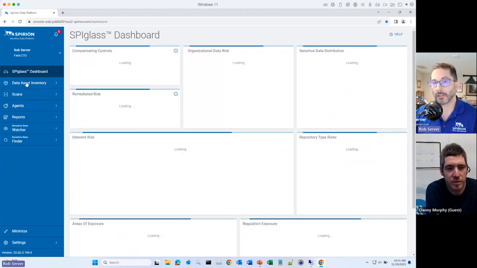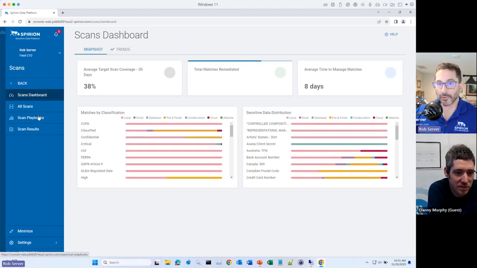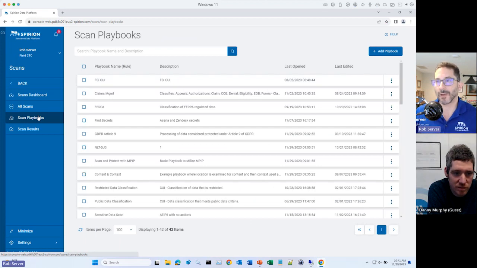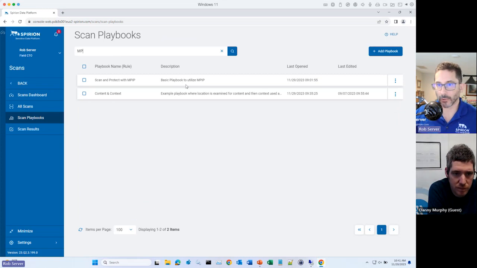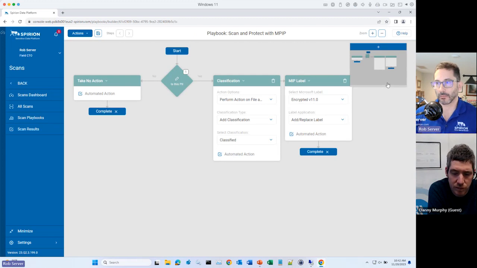And bad, Rob, I didn't reset my display because the first thing I want to show is playbooks. So playbooks are what direct our discovery engine to find data. So let's go ahead and just start with a real quick one here, a very simple playbook. They can get much more complex, but it's unnecessary to do so if you have a basic need.